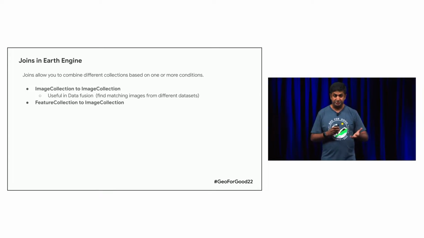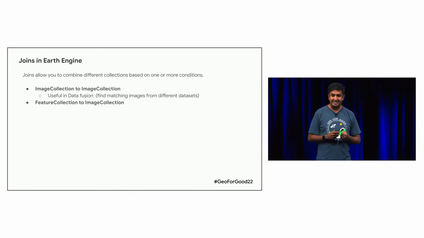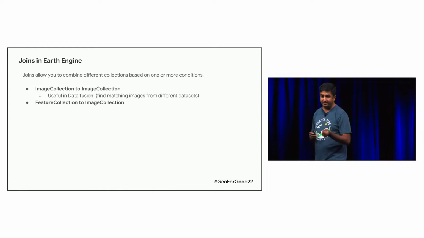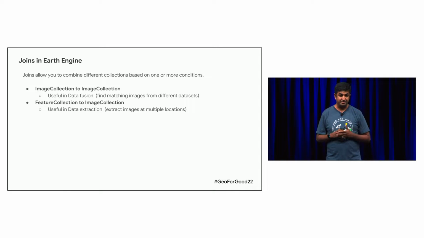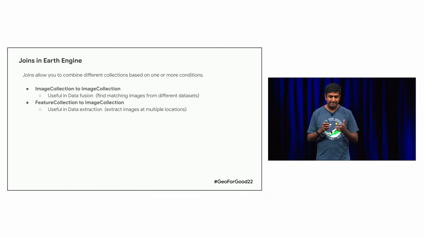That becomes quite challenging. So you take this feature collection and you join it with an image collection and say, find images based on the property of the feature collection. And you can find those images. So great for data extraction.